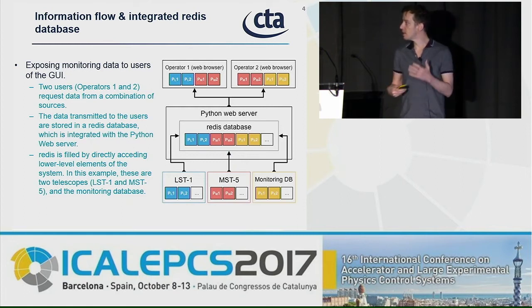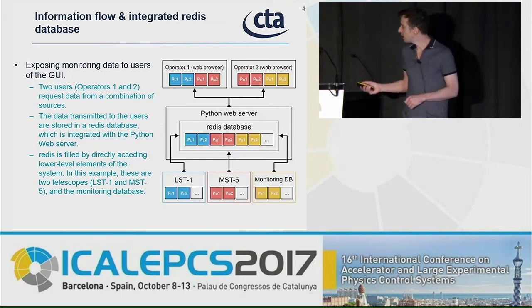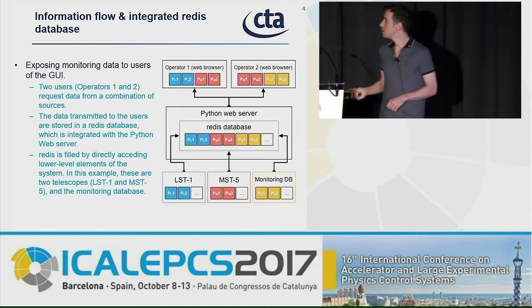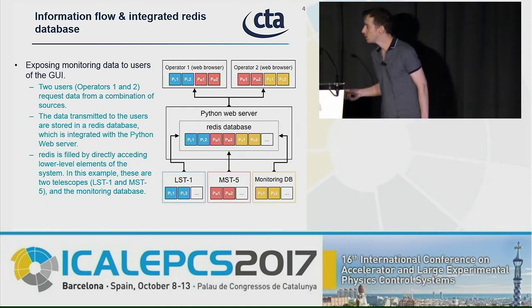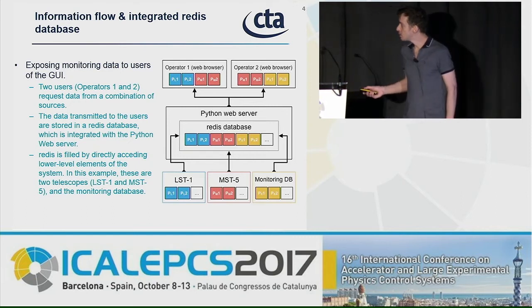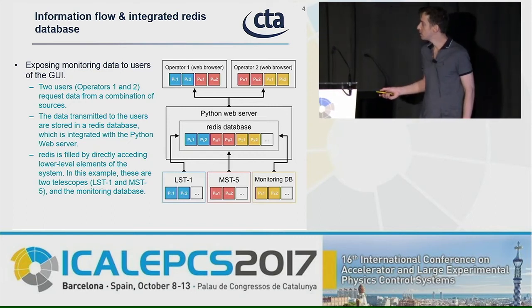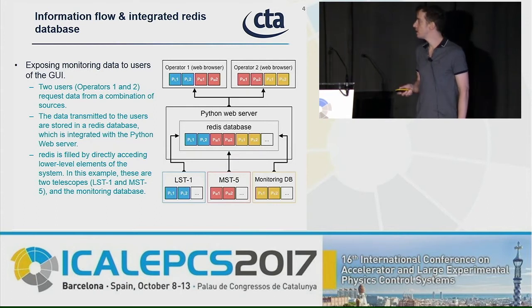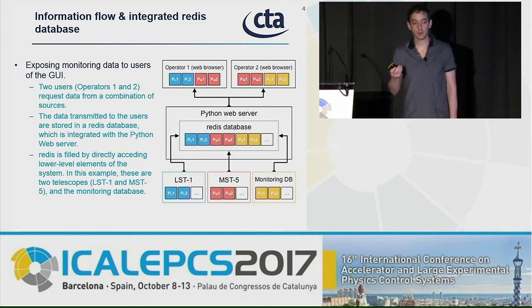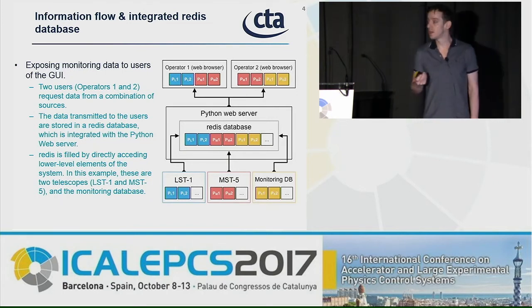So in order to reduce the traffic and what happens when different users try to connect to different data streams, we decided to buffer some of the data that comes into the system. This little diagram here shows an example. Let's say we have two users and they want to access data from a couple of telescopes. This is one of the large telescopes and one of the medium-sized telescopes. Details don't really matter, and maybe the monitoring database. The monitoring database is another part of the system, but not necessarily all of the properties that you would be interested in are stored there.